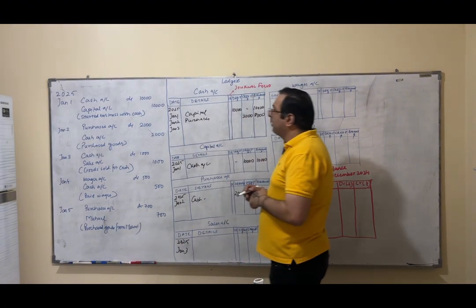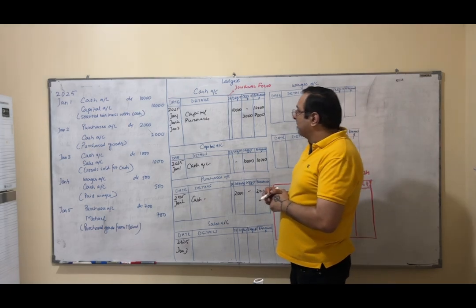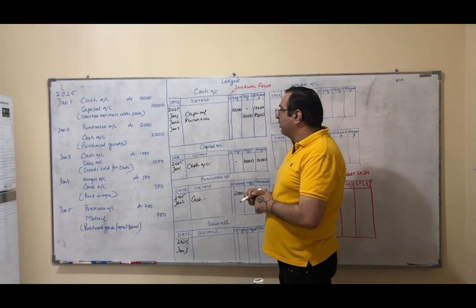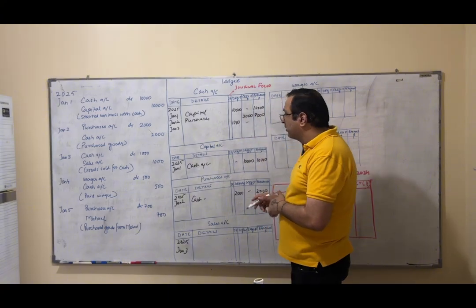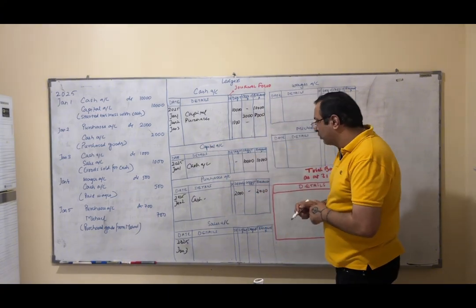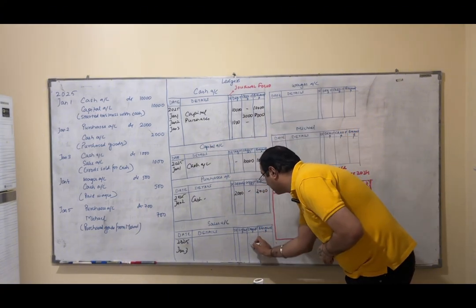Jan 3, you can see cash and sales. Cash is in which side? Debit side. So I will record in debit side. Right. Sales. Sales is in credit side. So I will record in credit side. 1000.